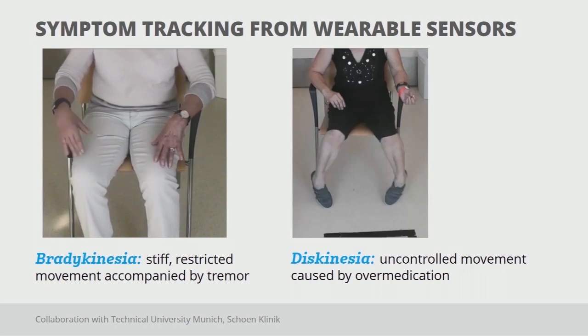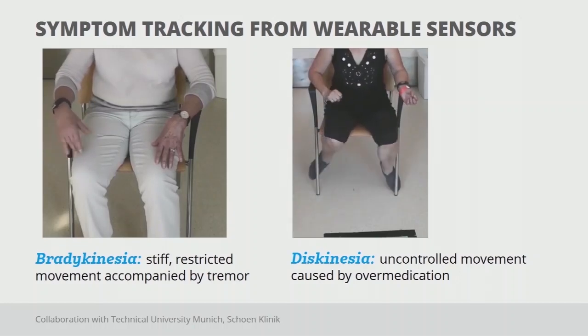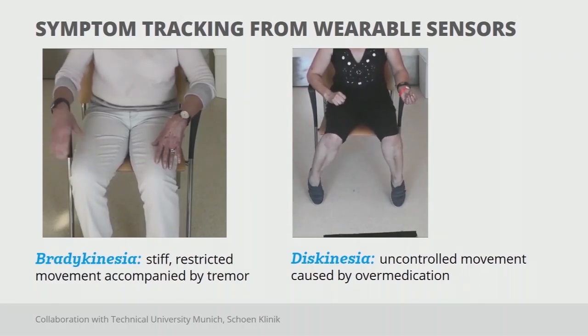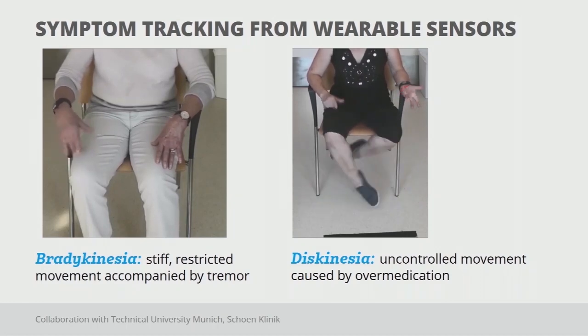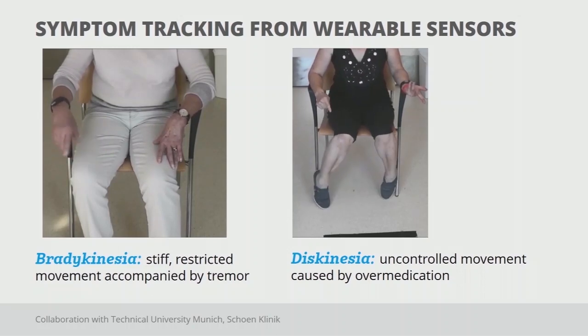Now, these symptoms are treated with a medication called levodopa. However, this medication needs to be very carefully dosed because if too much medication is given, patients suffer from an over-medication symptom called dyskinesia. So these are large amplitude, uncontrolled movements. What we would like to do is, from a single sensor that's worn at the wrist, estimate what symptoms the patient is feeling. But we want to do this in everyday living environments.